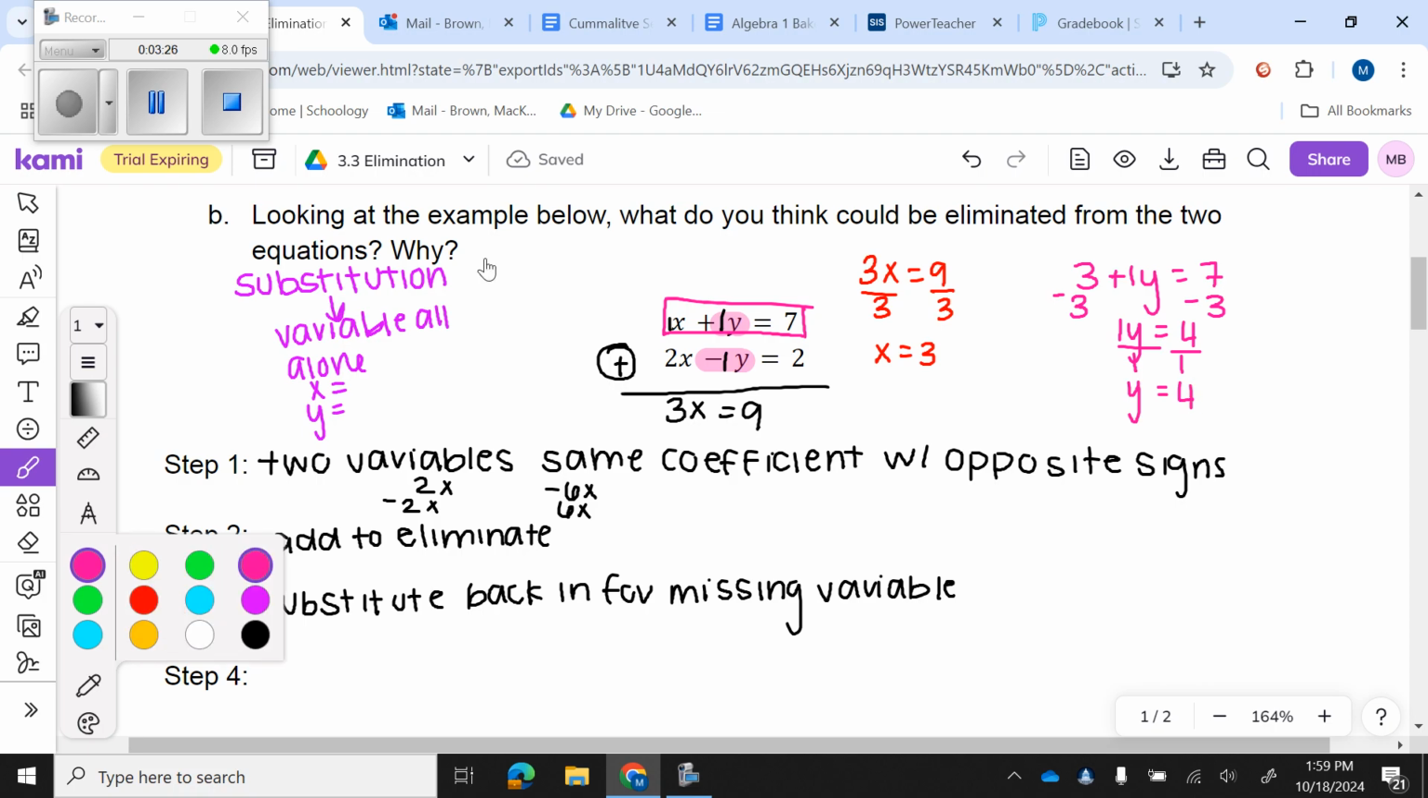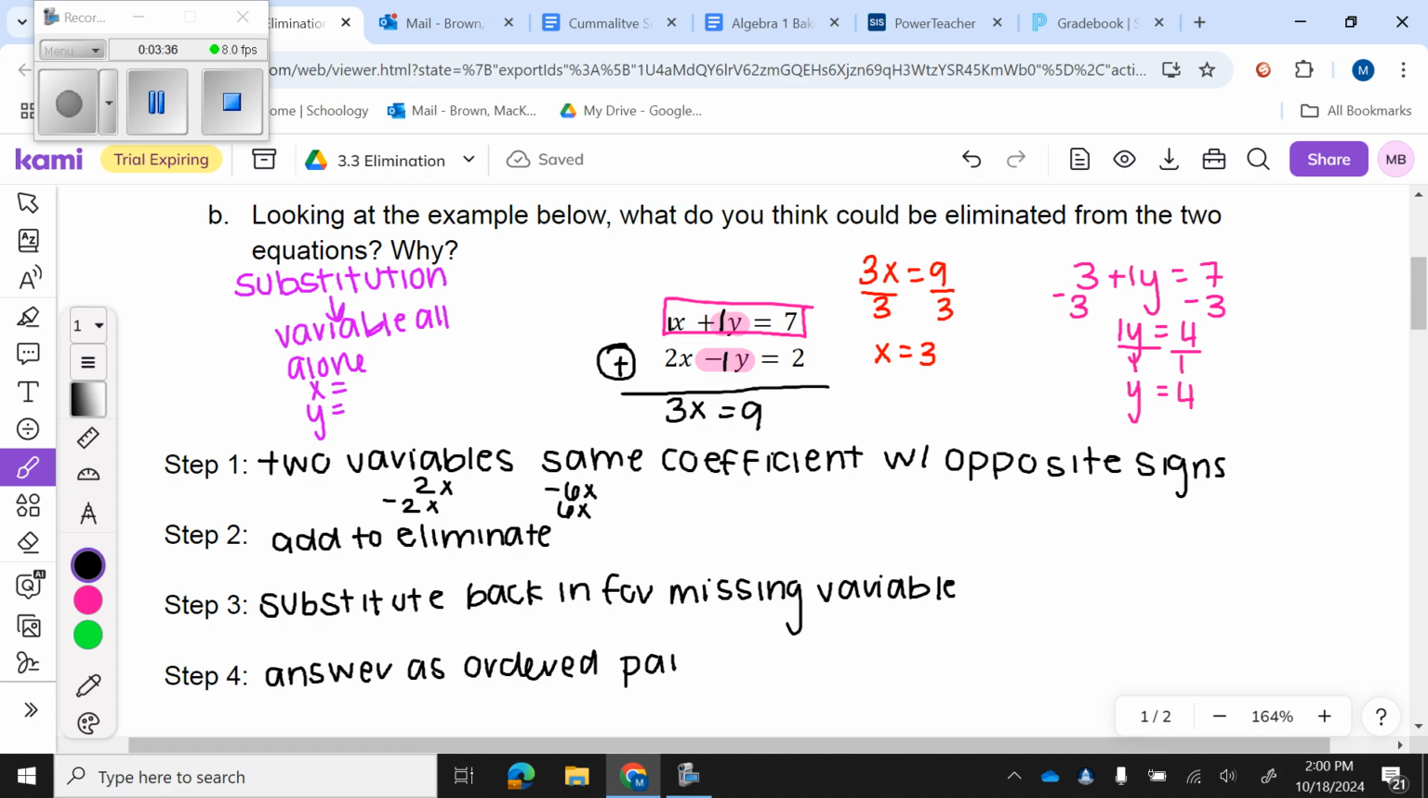The last thing you need to do, your step 4, is write your answer as an ordered pair. This one would be x and then y, so (3, 4). You cannot throw substitution out the window because we still had to substitute right here.